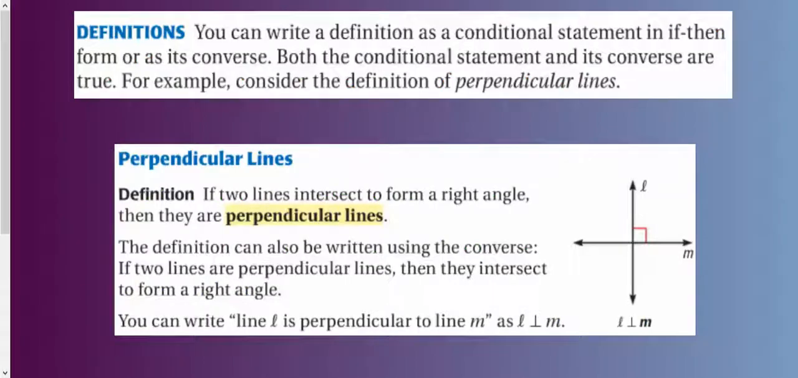You can rewrite a definition as a conditional in the if-then form, or as its converse. Both the conditional statement and its converse are true. For example, consider the definition of perpendicular lines. If two lines intersect to form a right angle, then they are perpendicular lines. The definition can also be written using the converse. If two lines are perpendicular, then they intersect to form a right angle. So both of these statements are true. So you can write line L is perpendicular to line M. So when both the original statement and the converse are true, you have a definition.